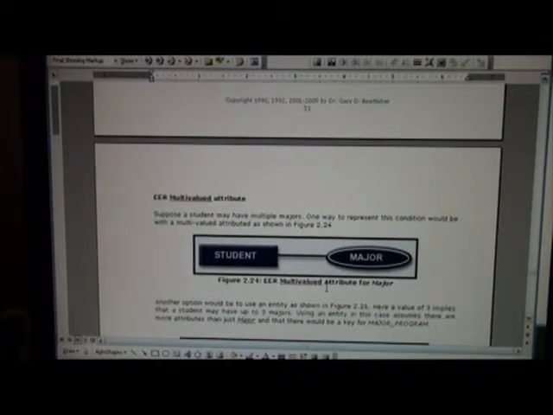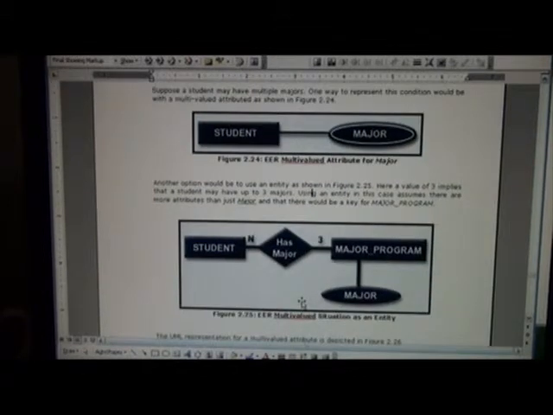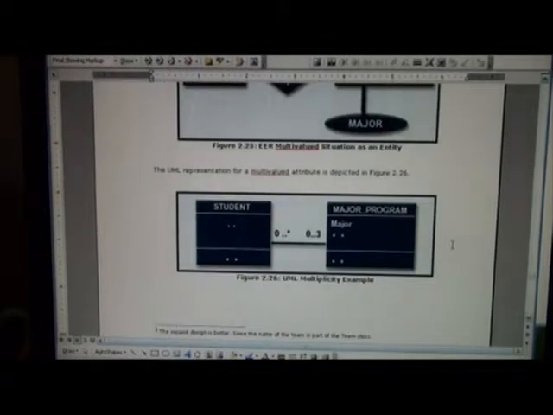Scrolling down, we had in EER diagrams this notion of multi-valued attributes, such as one student having multiple majors. We could do something like that, or say student has major, major program, and major. Okay, there it's being shown major as an entity. Well, to do that, we would probably do something like 0 or more students would have 0 to 3 majors.